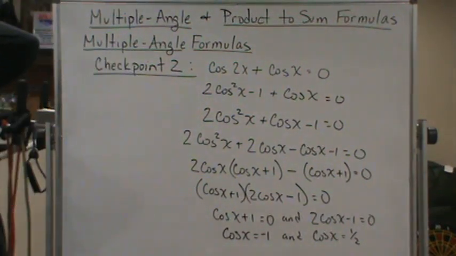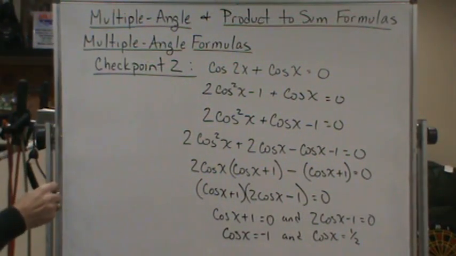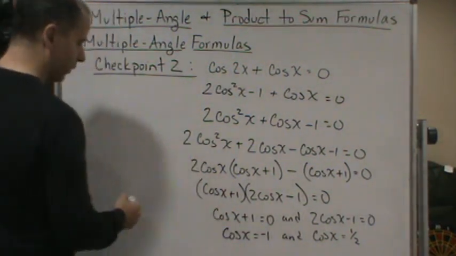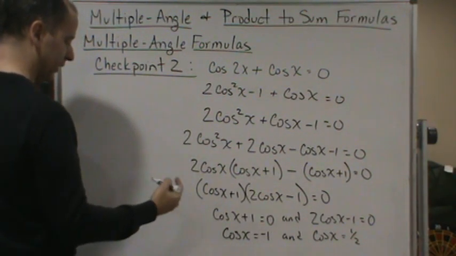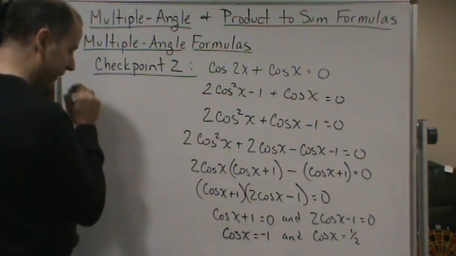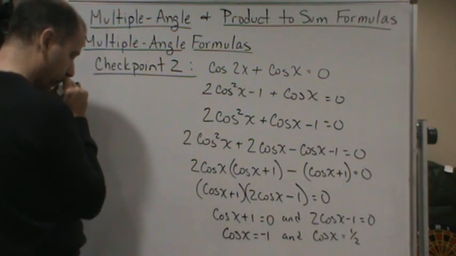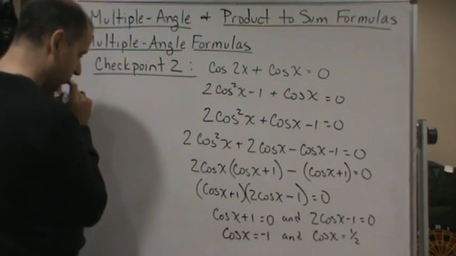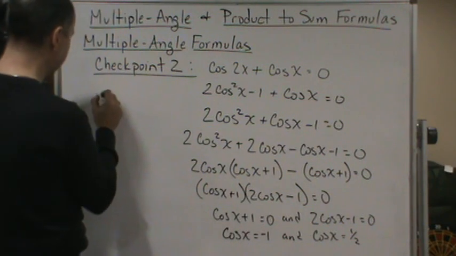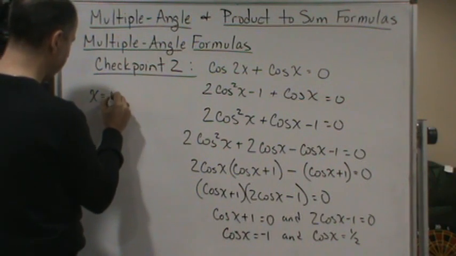Now if we're looking at the restricted domain of 0 to 2 pi, what are the values of x that the cosine is equal to negative 1? Well, it's just going to be pi. So x is going to equal pi.